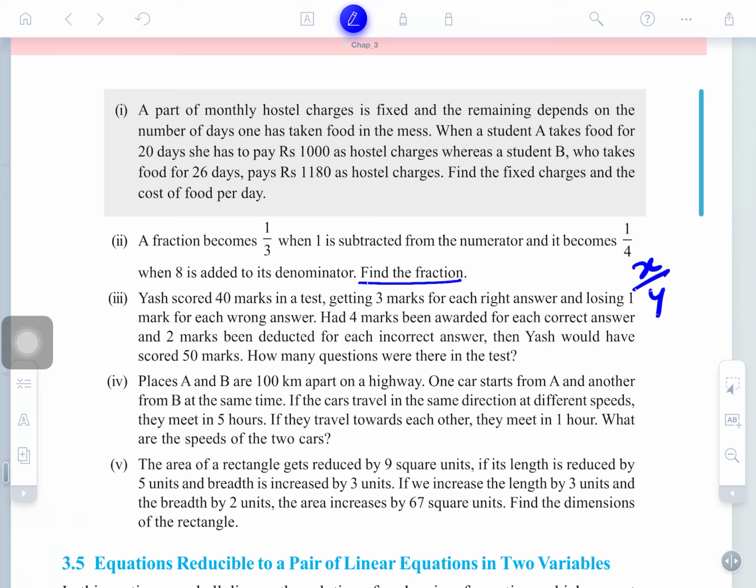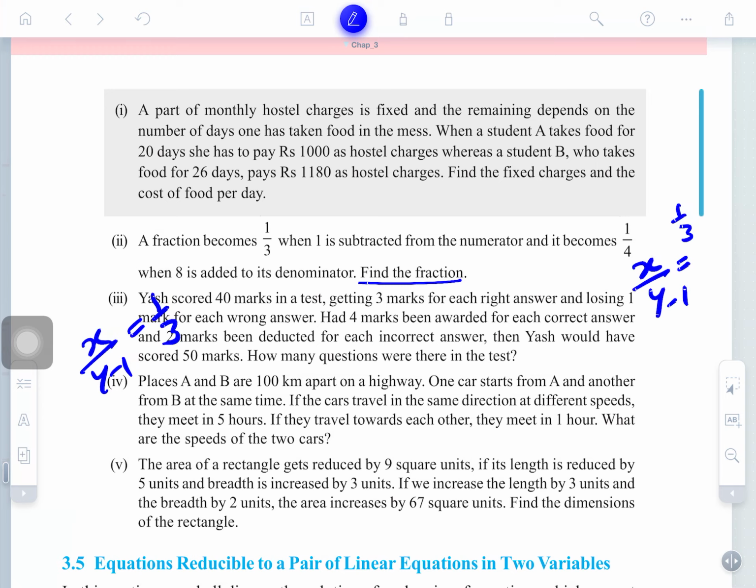So your fraction is x by y. What is the first case? The fraction becomes 1/3 when 1 is subtracted from the denominator. When 1 is subtracted from the denominator, it is y - 1. So the first case is x/(y - 1) = 1/3.